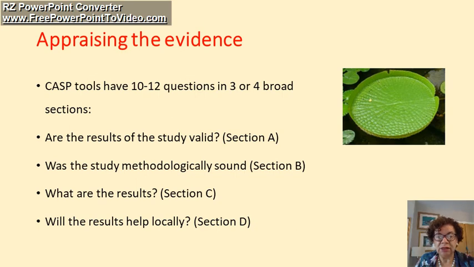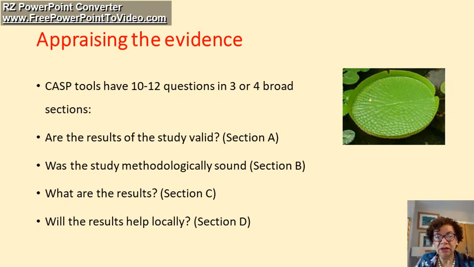Let's consider an example of the CASP list for appraising a randomised controlled trial. The first 3 questions that make Section A are screening questions about the validity of the basic study design and can be answered quickly. Question 1 is, did the study address a clearly focused question in terms of PICO structure, specific population, intervention, comparator and outcomes measured?